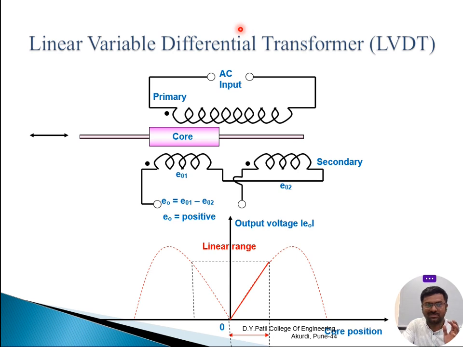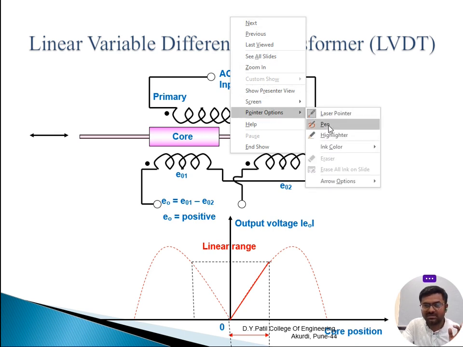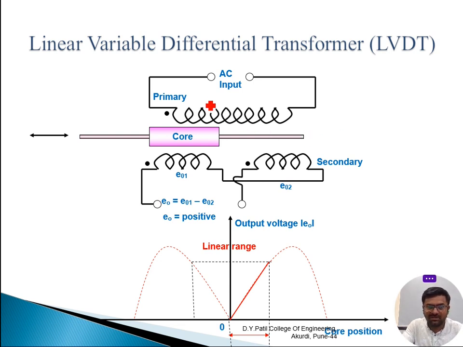What exactly happens? I feel like I need some pointers to be used. Just a second. Okay, fine. So I'm using one pen. See here, whenever the core is here, there is a chance of mutual induction to happen between this primary and this secondary. So I am taking two lines to show the mutual induction happening between primary and secondary.